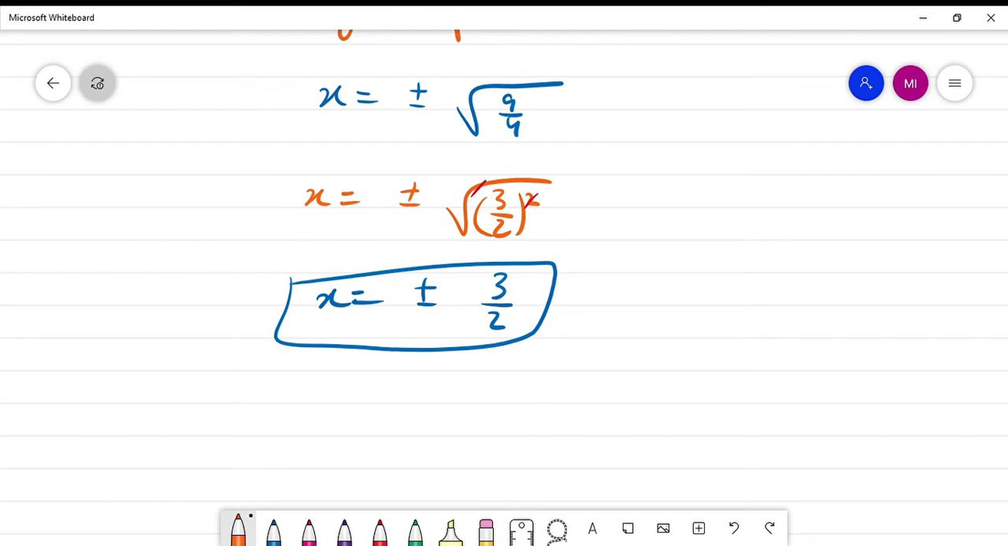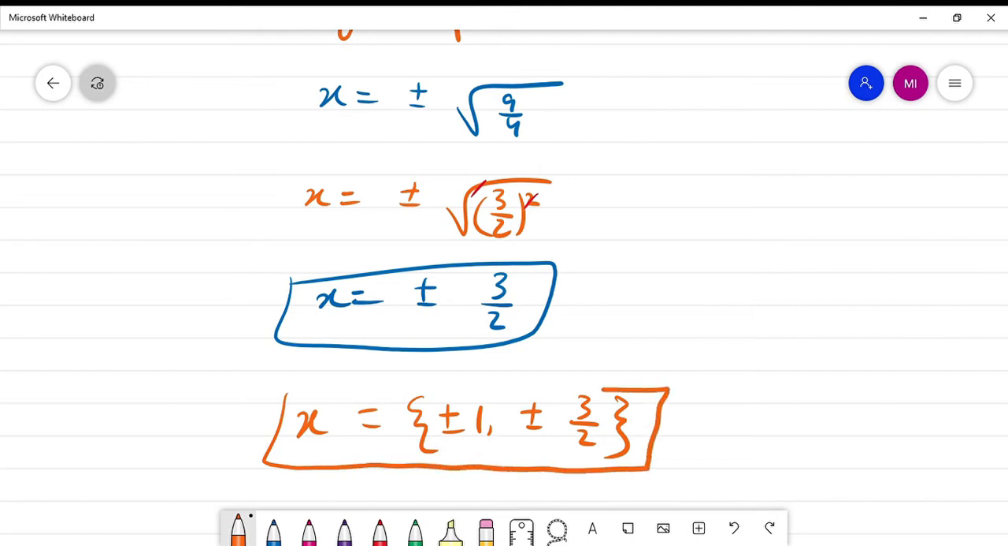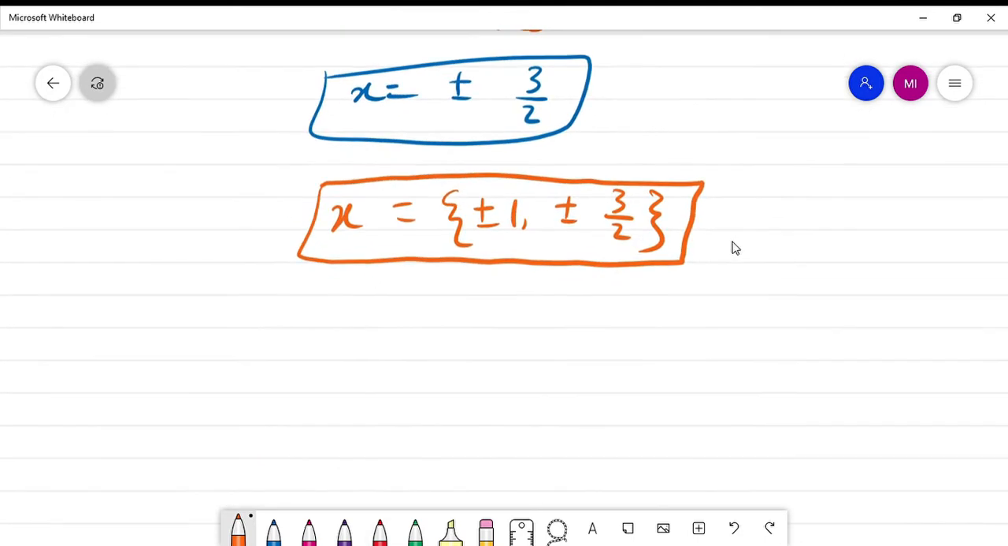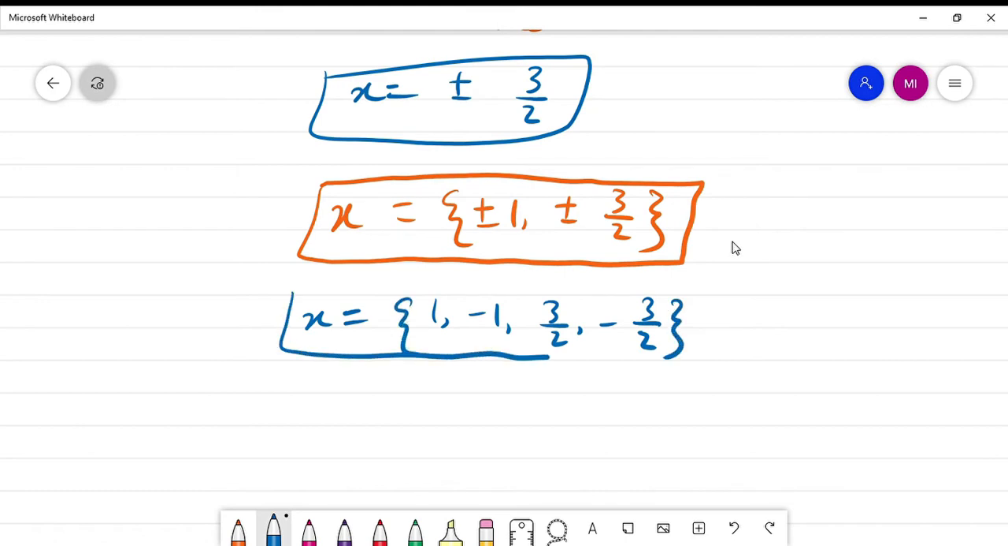So the solution set for x is equal to positive and negative 1 and positive and negative 3 over 2. And since we started with a quartic equation, and quartic equations have 4 values, we just got 4 values. We've got x is equal to 1, negative 1, 3 over 2, and negative 3 over 2, for your information. And that's it for case number 1. Let's move over to case number 2.